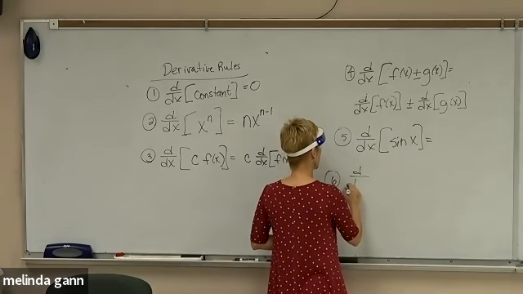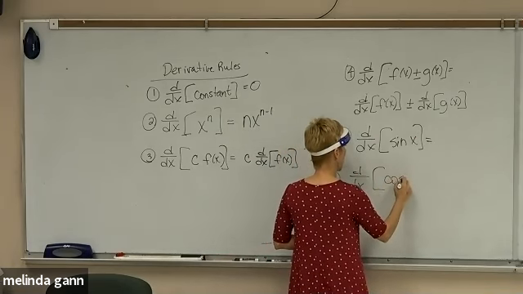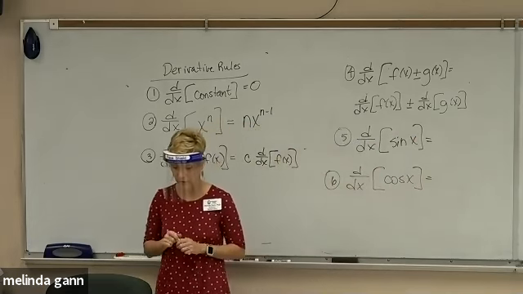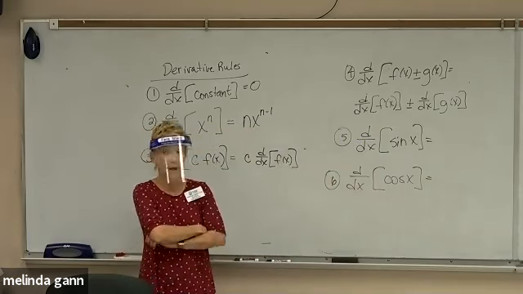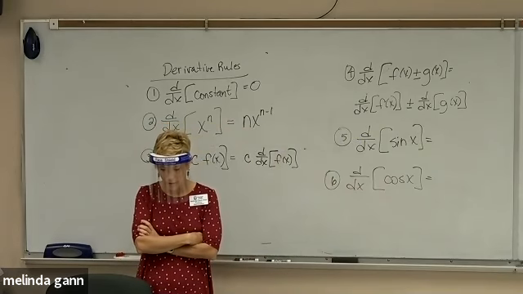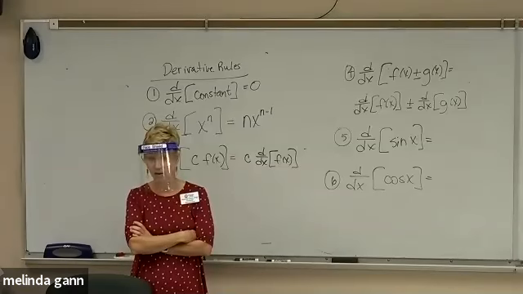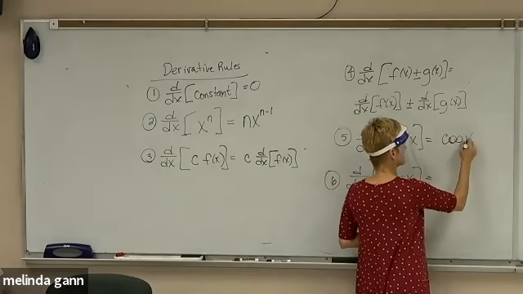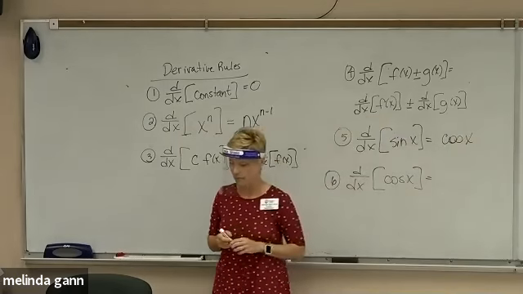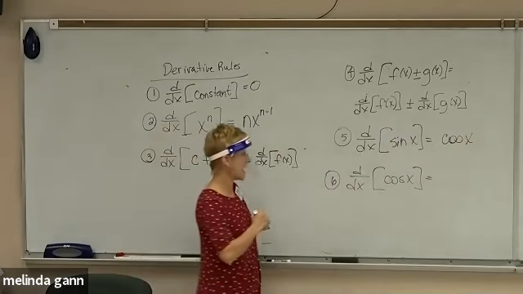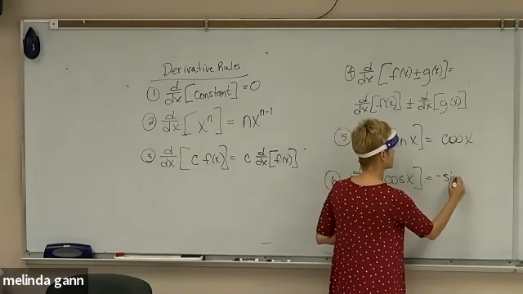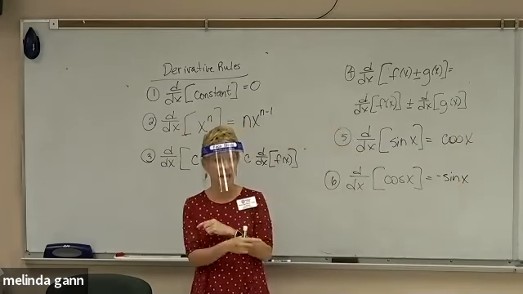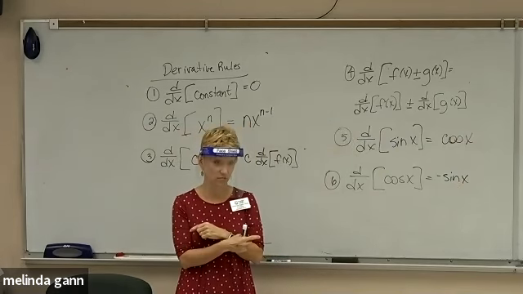You can just flat out memorize them. I'll show you why they work another day. I've got time, but they're in your book, and they're pretty good to follow. Okay? The derivative of sine of x is cosine of x. And the derivative of cosine of x is negative sine of x. So you've got to memorize which one the sign stays the same and which one the sign switches on.